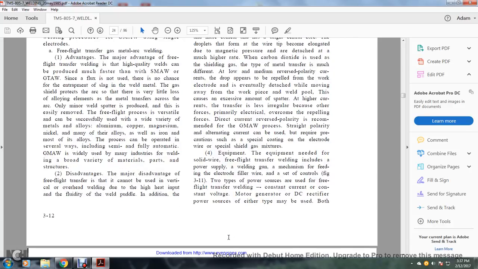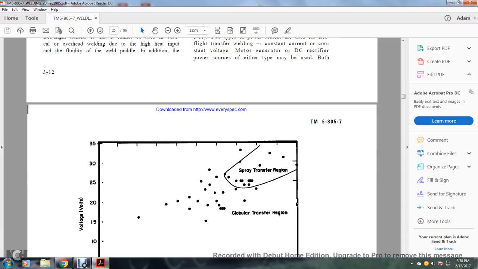Equipment needed for solid wire free flight transfer welding includes the power supply, the welding gun, a mechanism for feeding the electrode filler wire, and a set of controls. Two types of power sources are used in free flight transfer welding: constant current with a constant voltage motor generator, or a DC rectifier power source. Either type may be used.